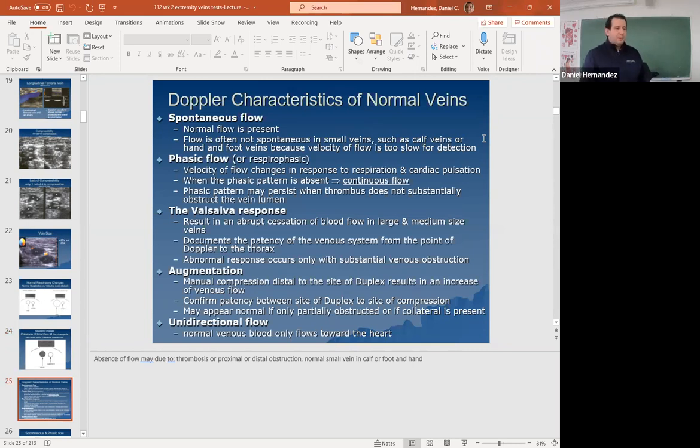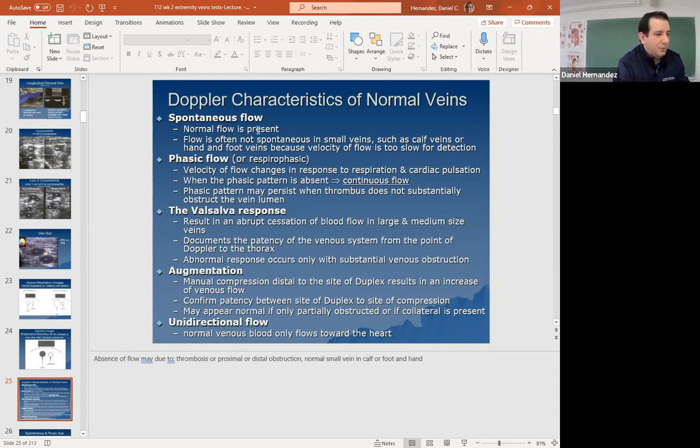So our Doppler characteristics of normal veins. Typically we should have spontaneous flow. So what does that mean? We should have a continuous forward flow that follows the patient's respiration breathing.